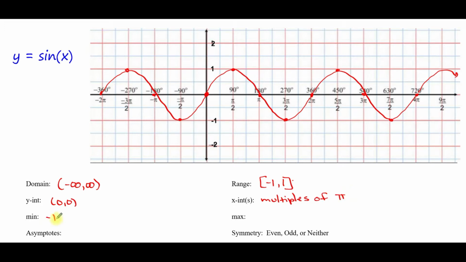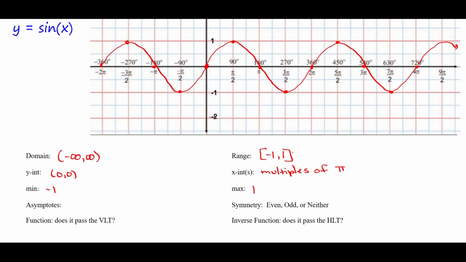My minimum value is -1. My maximum value is +1. This graph has no asymptotes. This graph is odd. It is a function because it passes the vertical line test. Its inverse is not a function because it does not pass the horizontal line test.